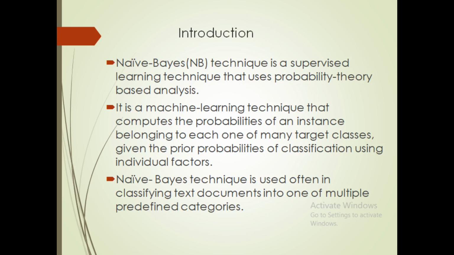Naive Bayes technique is often used in classifying text documents into one of multiple predefined categories. That is, our main job over here is we will be provided with a set of documents and we have to classify to which class a particular document belongs.